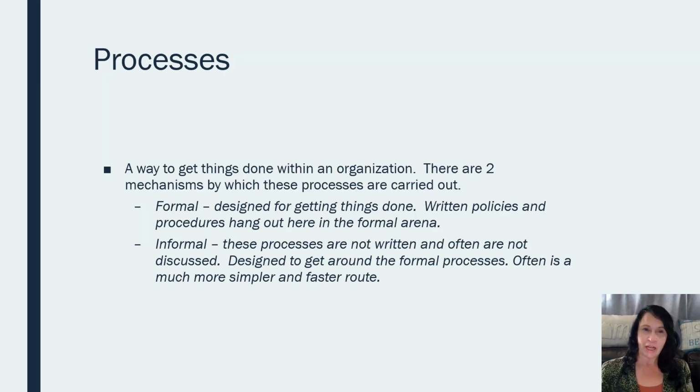Processes are a way to get things done within an organization. There are two mechanisms by which these processes are carried out: a formal way and an informal way. The formal is designed for getting things done. Written policies and procedures hang out here in that formal arena. The informal processes are not written. They often are not discussed. They are designed to get around the formal processes. Often it is a much simpler and faster route.